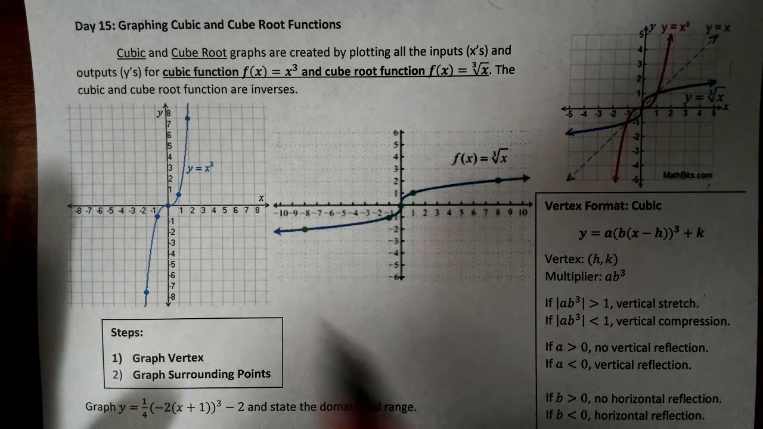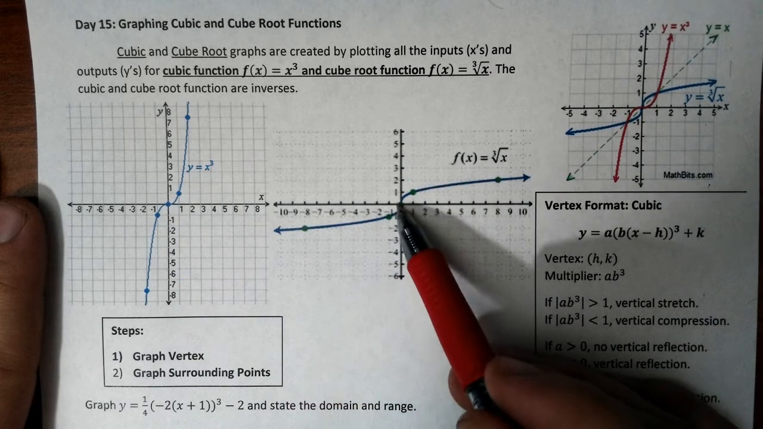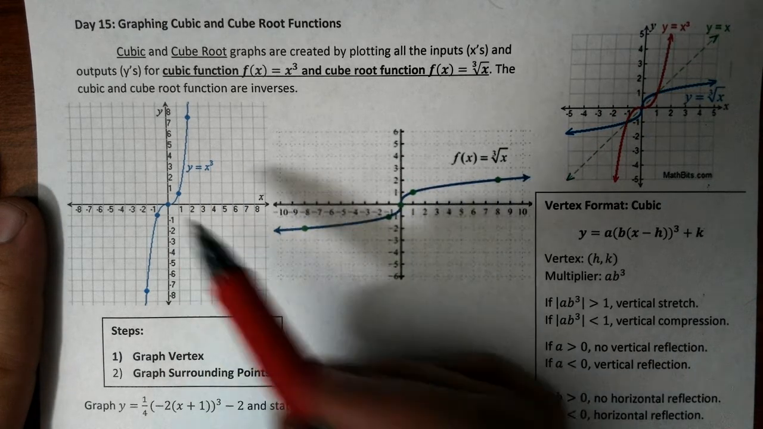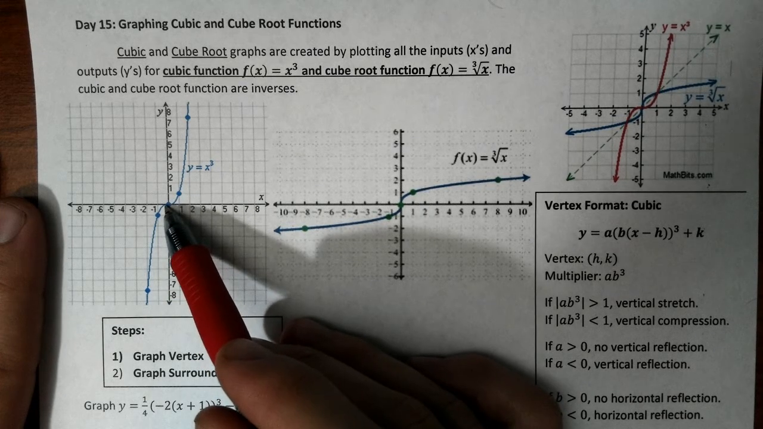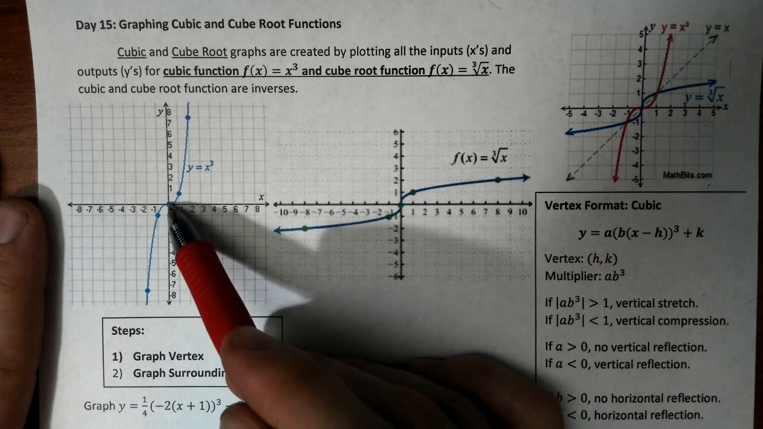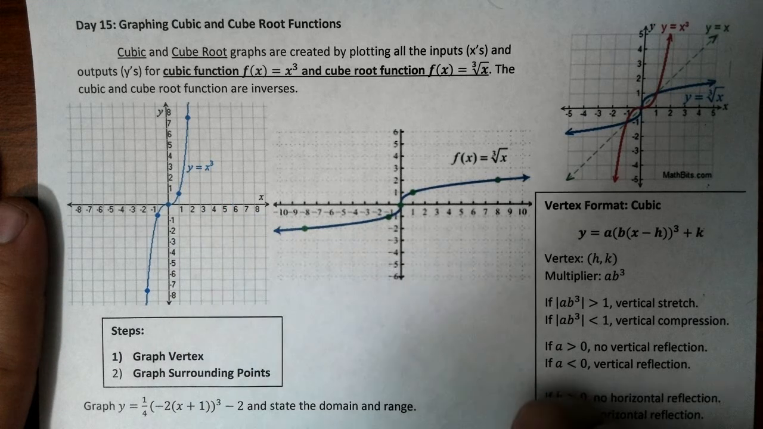Cool, so these are our graphs right here. And notice the points which are around the vertex. The vertex is always going to be centered at the origin, so long as there's no shift in it. And then around there, our points are going to go over for our cubic function, over 1, up 1, over 2, up 8, and backwards, back 1, down 1, and back 2, down 8.